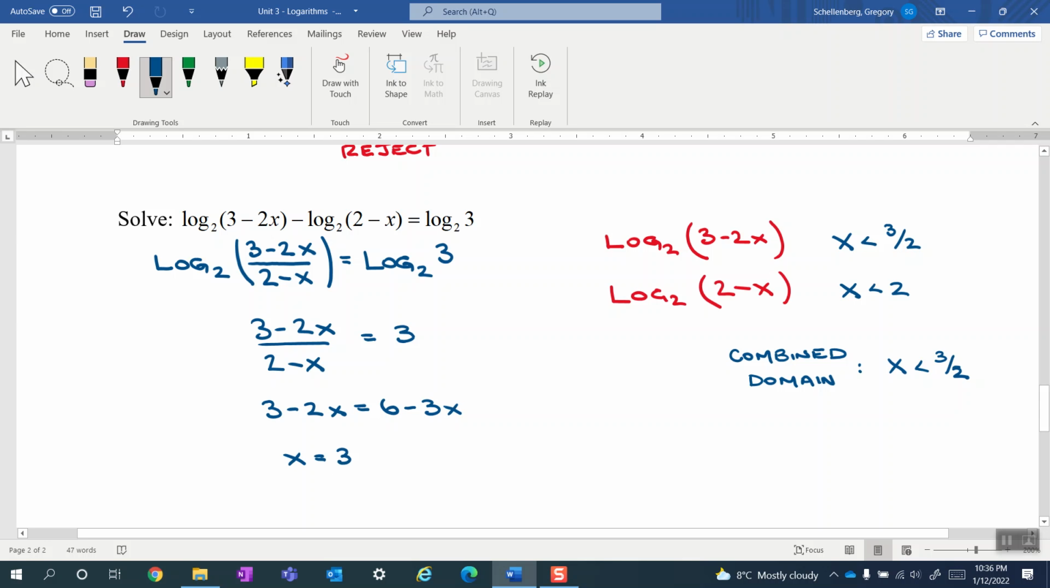Now I'm going to look at our combined domain here. Is this a value of x that is less than 3 over 2? No, it is not. We're going to reject that. And so therefore, we have no solutions to this equation.